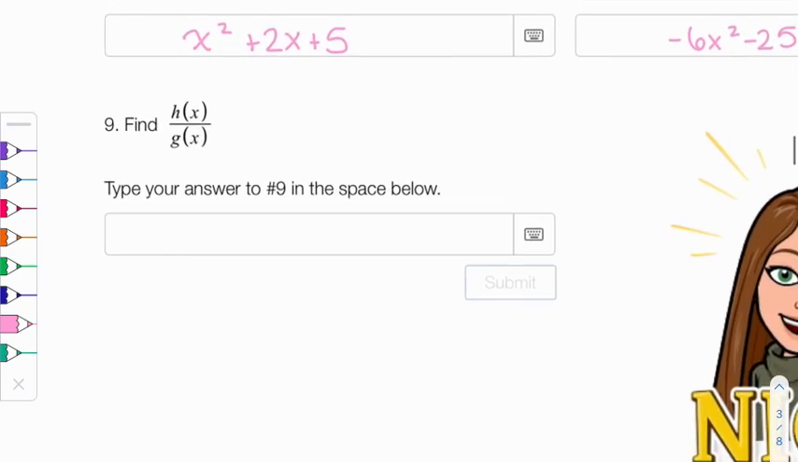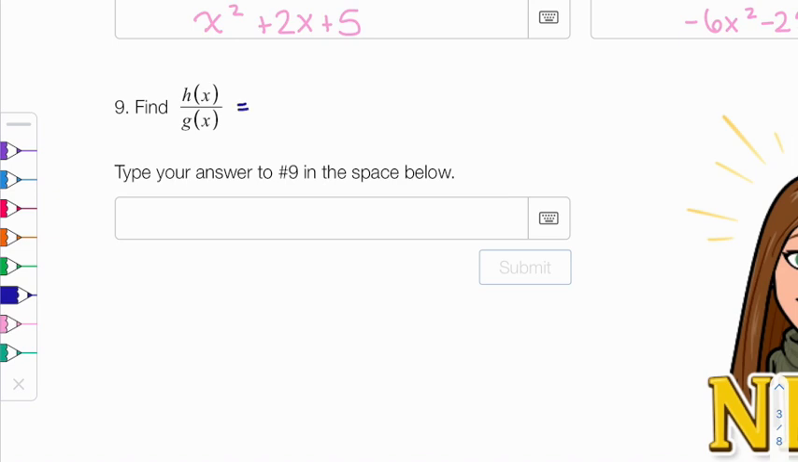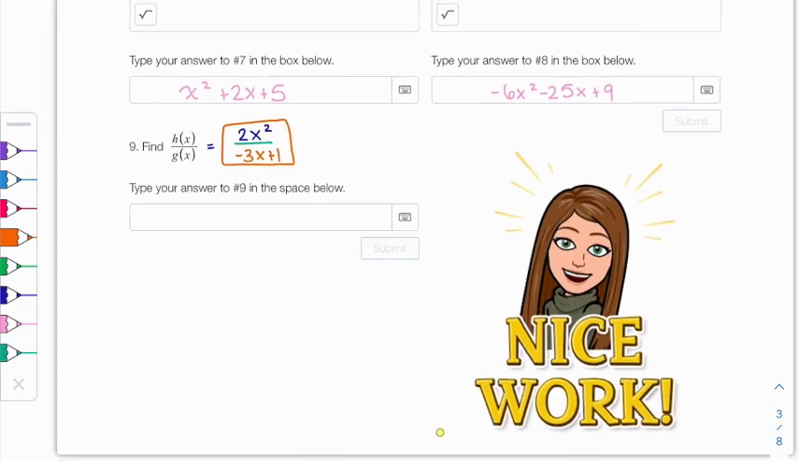So h of x was 2x squared, and g of x is -3x plus 1. There is nothing that can be done there. I can't cancel the x's. I can't divide by 2. Nothing gets divided. It just is that. I would write it in the box, but it'll look kind of funny because I don't have the right amount of space.